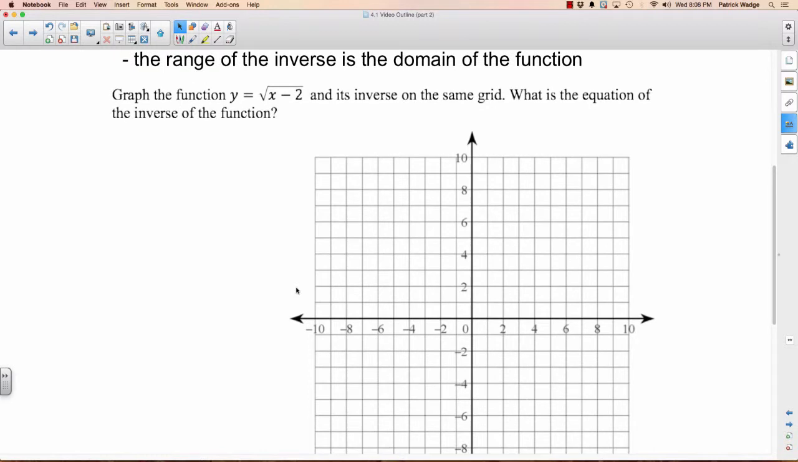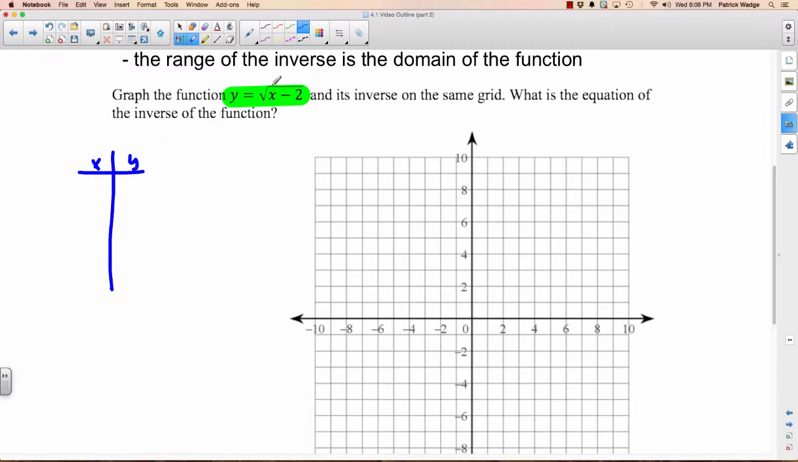So let's do one other question here. We're going to graph this function right here, y equals the square root of x minus 2. And we're also going to graph the inverse on the same grid. And then we're going to figure out what's the equation of the inverse. So let's start by graphing this. I don't think we've ever graphed square root functions in foundations, so let's make a little table to help us out.